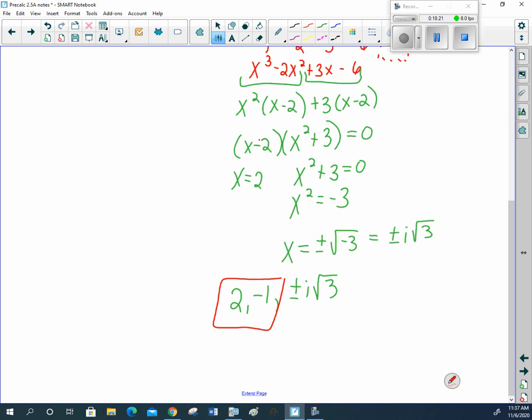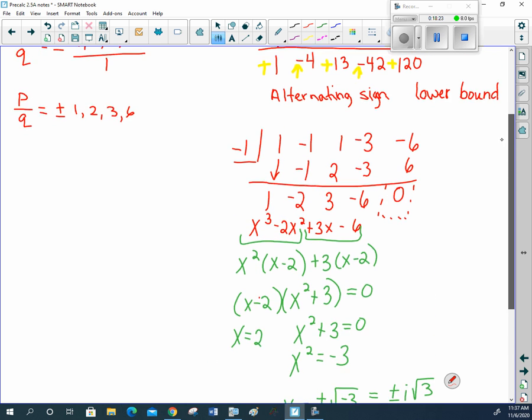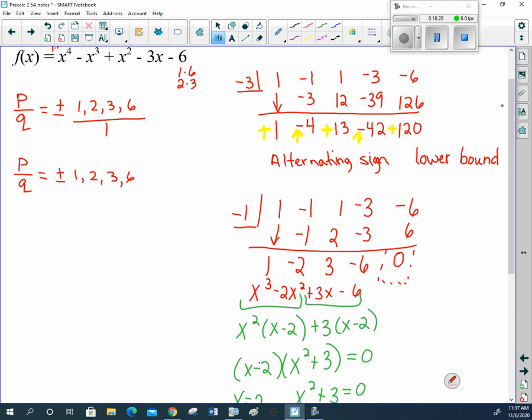Okay, let's go back up here to this chart where we found the alternating signs and we found the lower bound. Let me tell you what an upper bound does. An upper bound, the signs are all positive.